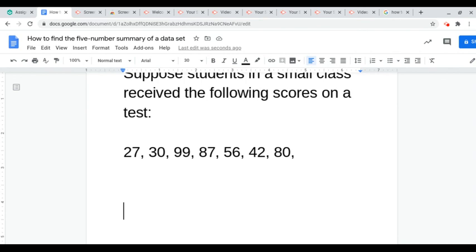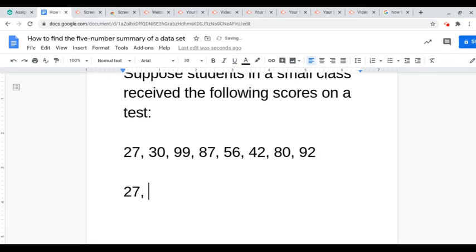Now, suppose a student who was previously absent returns to school and decides to take the test, and that student scores a 92. So now you're going to notice that we have 8 values, or an even number of values, in our data set. So to find the 5-number summary, we're going to start off the same way. We're going to put the values in order from least to greatest.